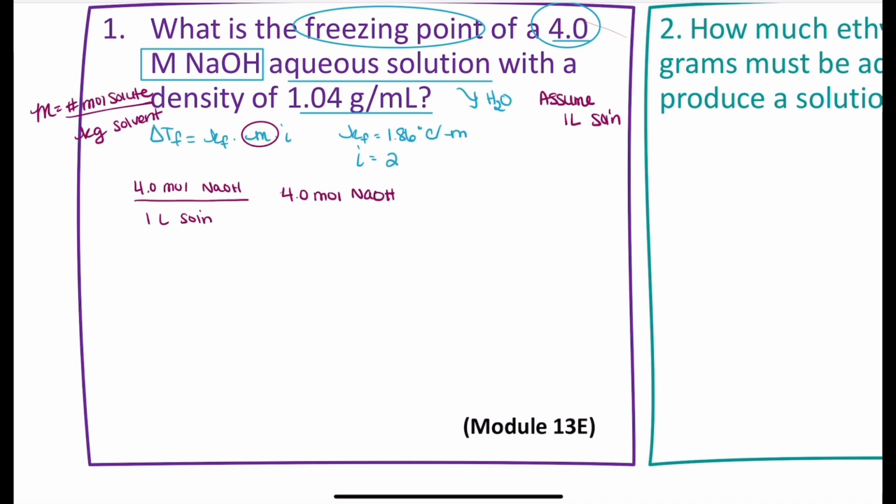If I have a 1 liter solution and I know the density of the solution, I know there's 1,000 mL in every 1 liter, but I know my solution is 1.04 grams per 1 mL. So I have a 1.04 kilogram solution. Cool. I know how much my solution weighs. I can pretty quickly figure out how much my solute weighs because I know I have 4 moles of it, 4 moles of sodium hydroxide. Convert that over. Sodium hydroxide has a molar mass of 40 grams per mole.